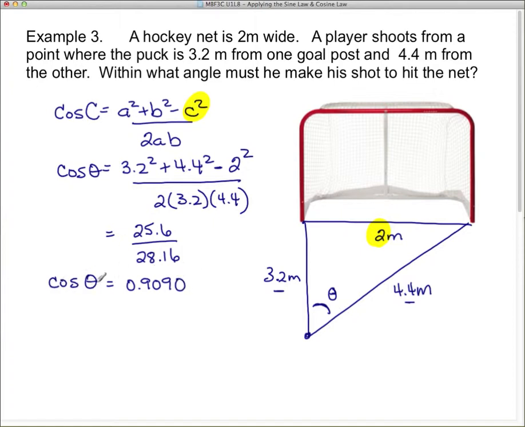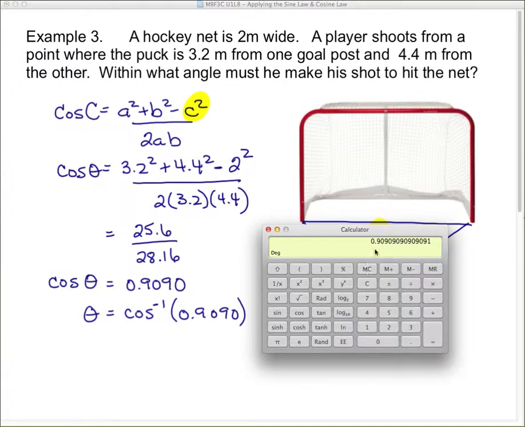I want theta. So remember how we get theta away? Remember this, ladies and gentlemen? Cos to the negative 1. And I hope you remember how to get that on your calculator. 0.9090. Here's how we get that on the calculator. It's all there still, so I'm just going to leave it there. I go shift and hit the cos, and it says 24.6.